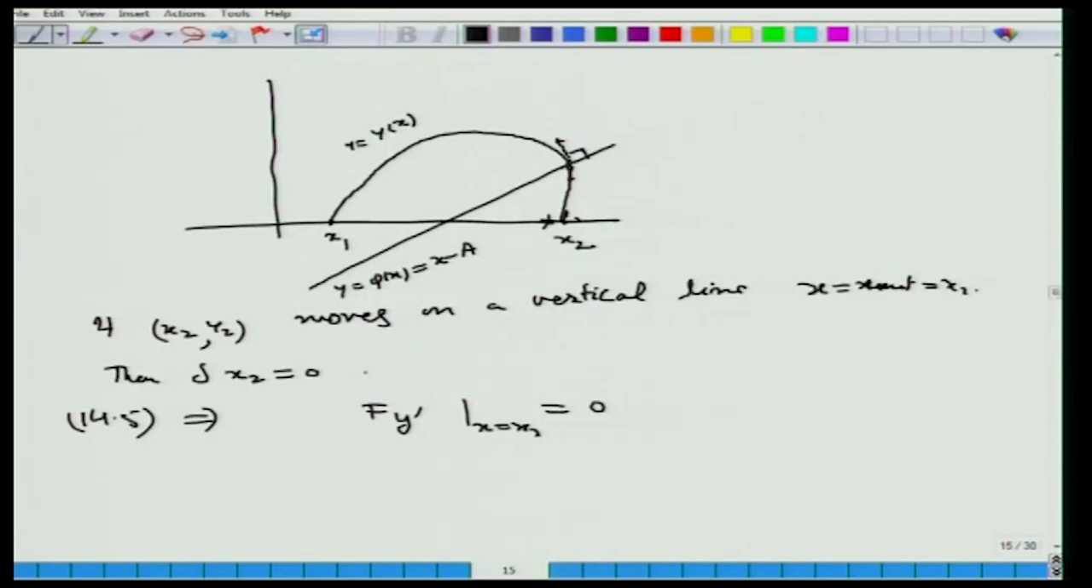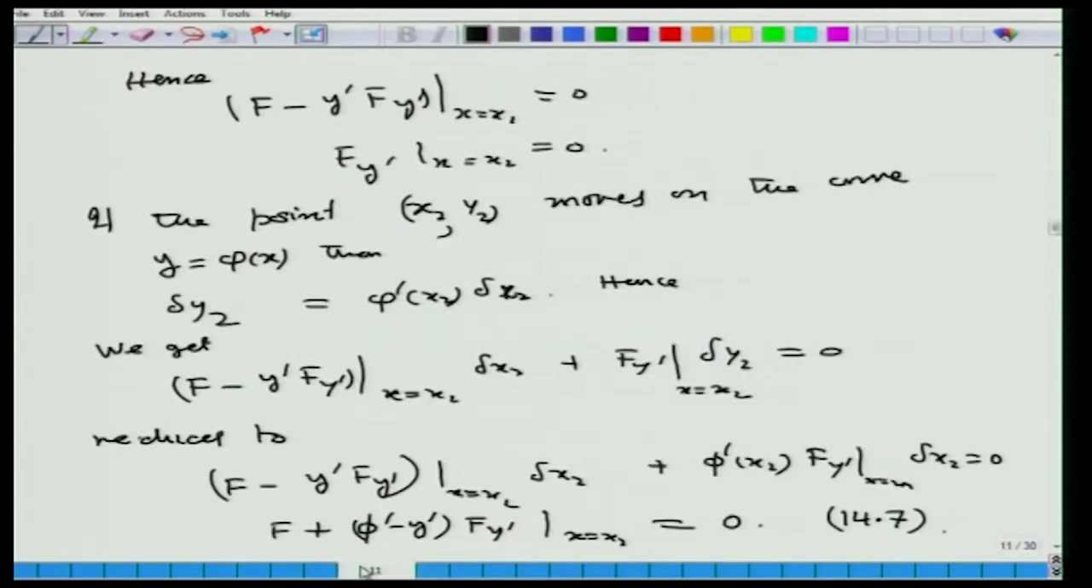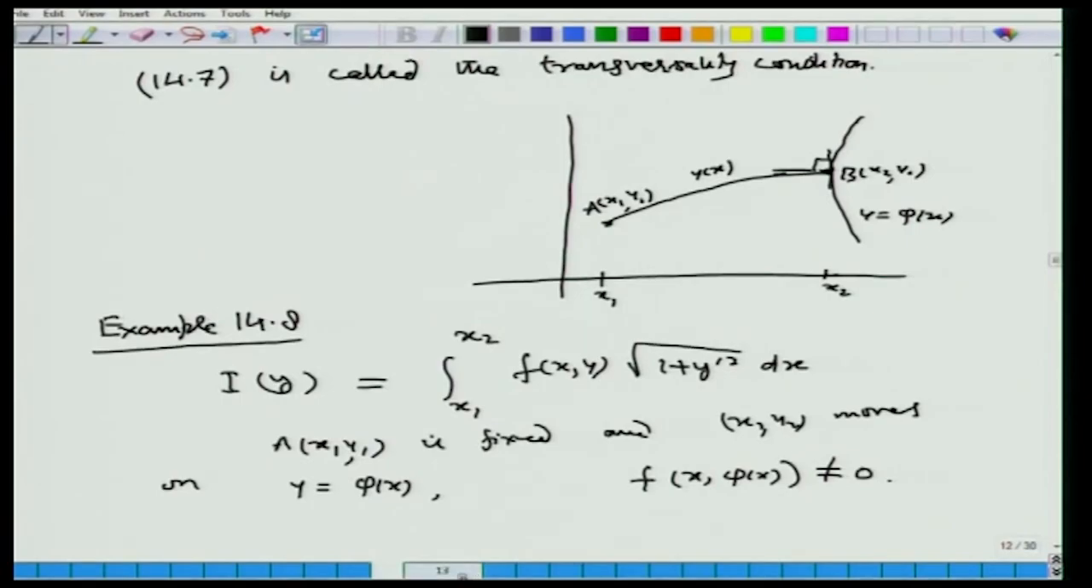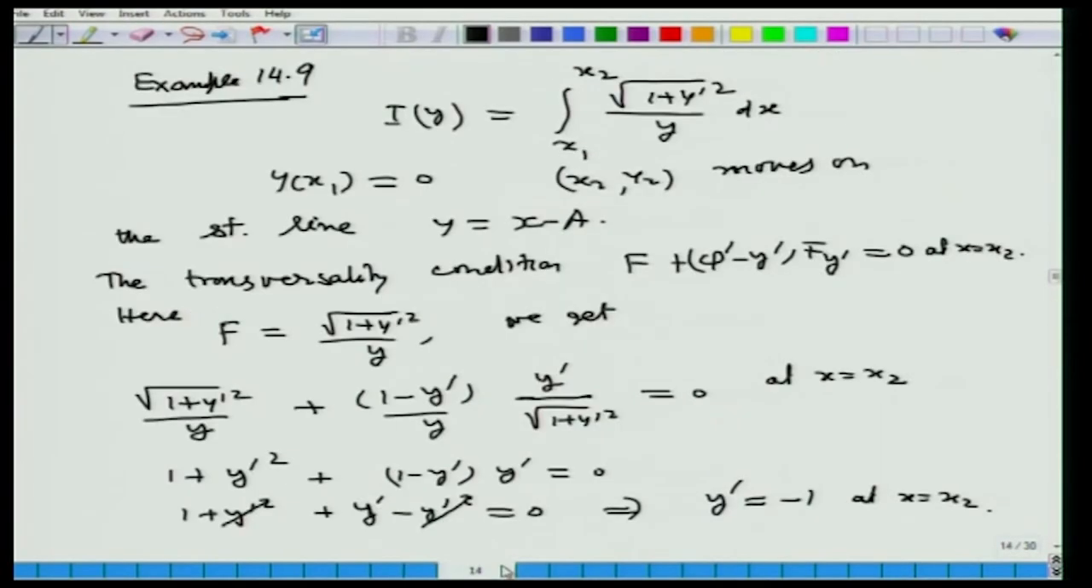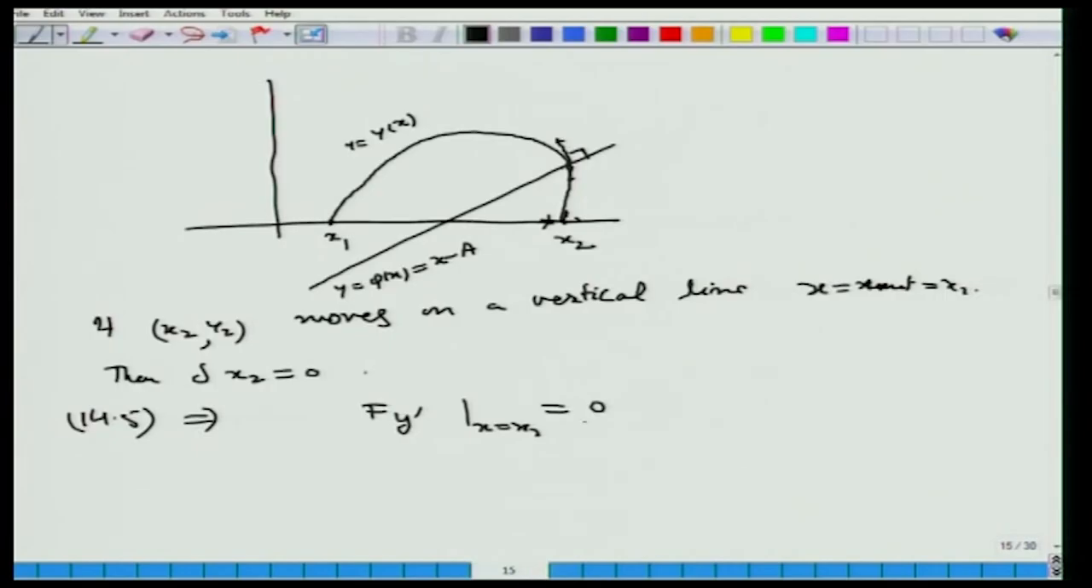So, that is what we get here, and if the movement is on a vertical line, then we know that delta x2 must be 0. So, we are left with f y prime evaluated at x2 times delta y2 is 0. Since delta y2 is arbitrary, we get f y prime at x2 equal to 0. So, that is what is obtained here.